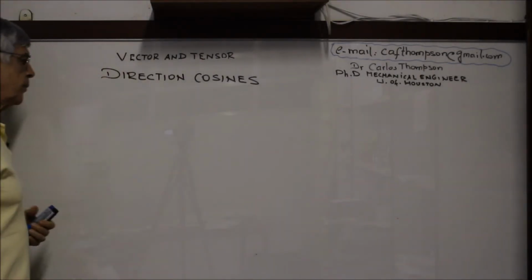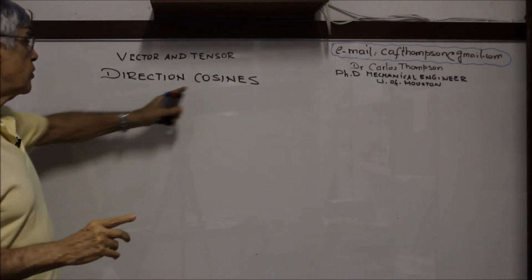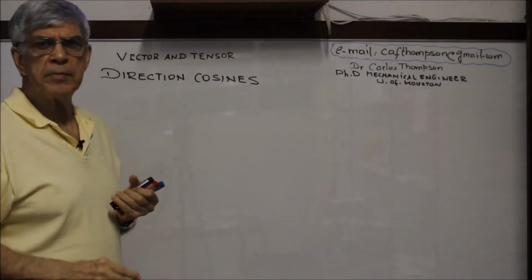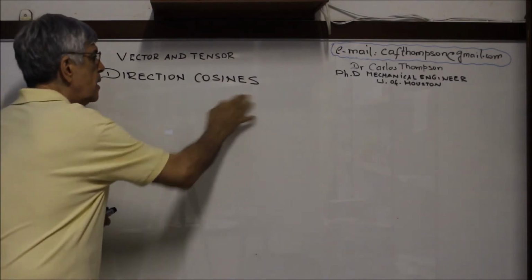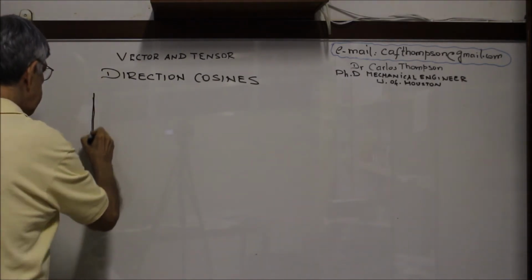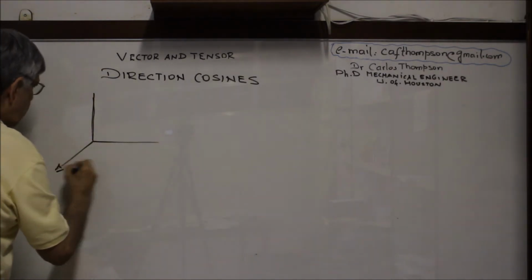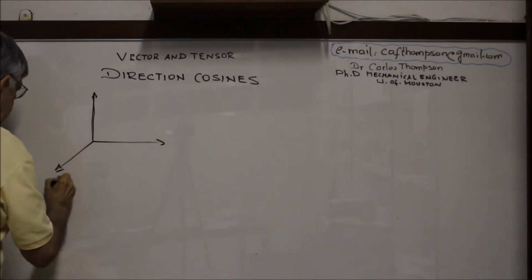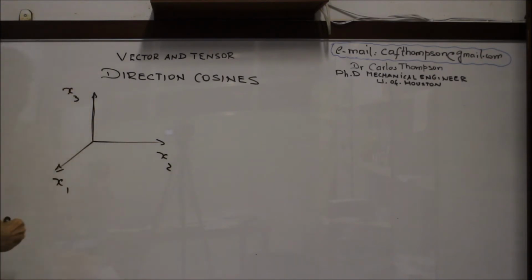Direction cosines. We have done direction cosines in, I don't know the number of the video or the lecture, but I'm sure we did that. So let's see here. Suppose I have the orthonormal system. This is x1, x2, and x3.